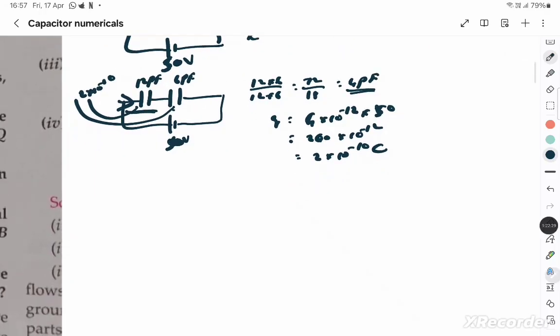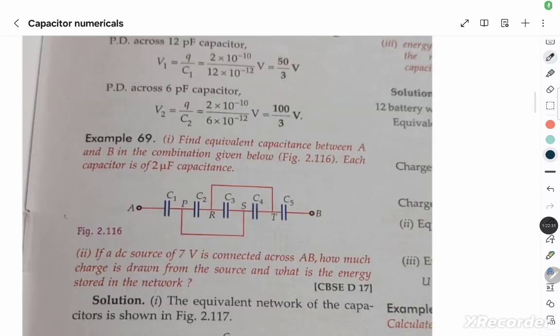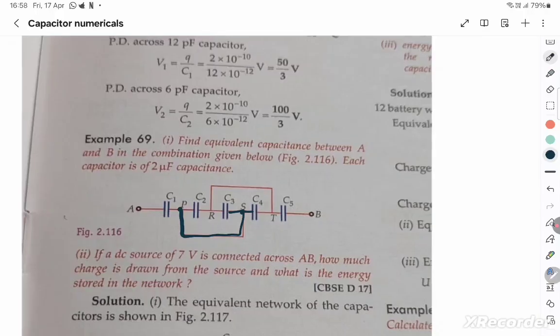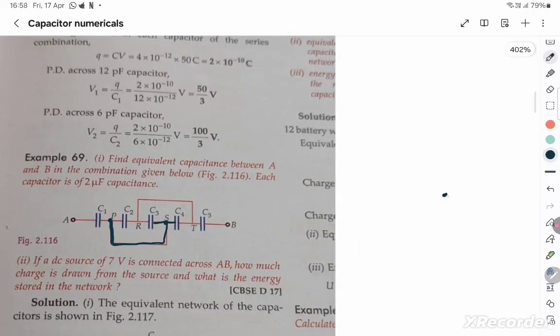This is example 69. Find the equivalent capacitance of this. Can you see the same wire which connects this and this, so these points are at the same potential, P and S are at the same potential. So we can say that P and S are at the same potential, which is in turn connected to C2, which is in turn connected to C3, which is in turn connected to C4 also.